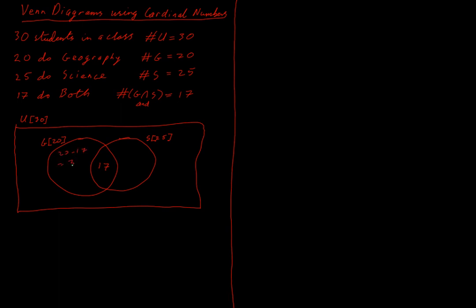So there are only 3 people left who do just geography. And if we look again, the number of people who do geography would be 3 plus 17, a total of 20.